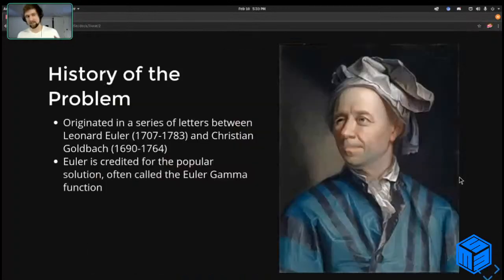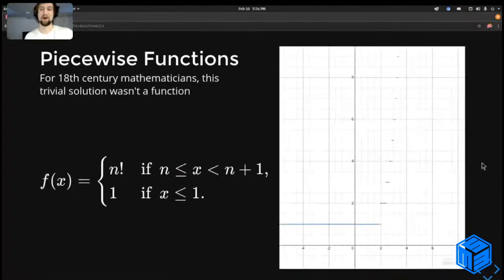To talk a bit more about the history of the problem here, it originated in a series of letters between Leonhard Euler and Christian Goldbach. I'm sure you've heard Euler's name throughout mathematics, whereas Christian Goldbach, I didn't know about him earlier. He is the same guy who created a very interesting conjecture in number theory, which is still unproven to this day. And so Euler is credited for the popular solution, often called the Euler gamma function. I know I'm pronouncing that wrong.